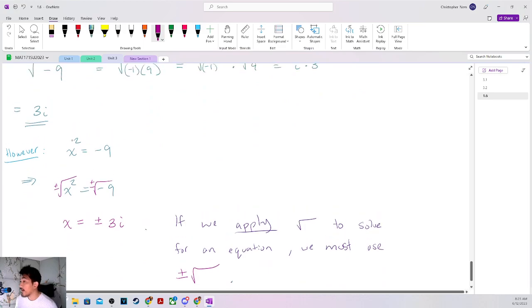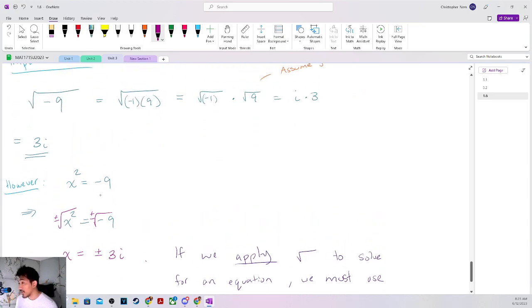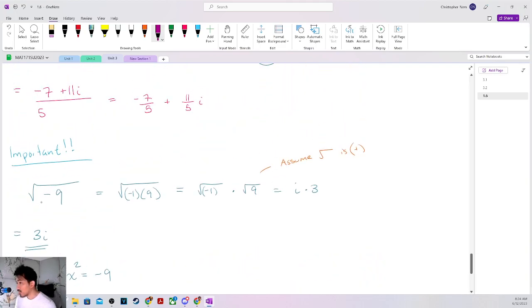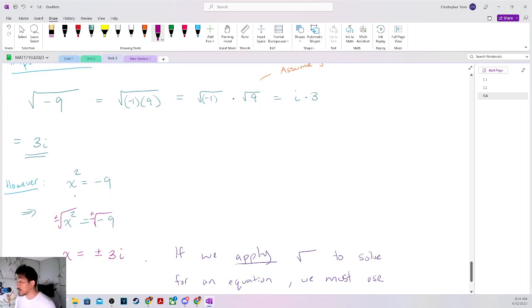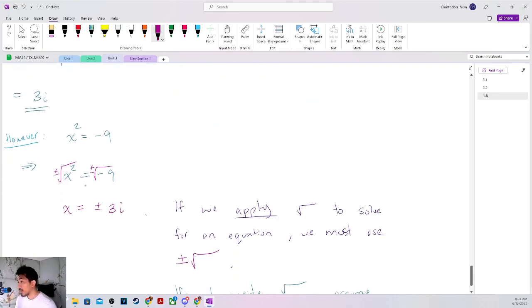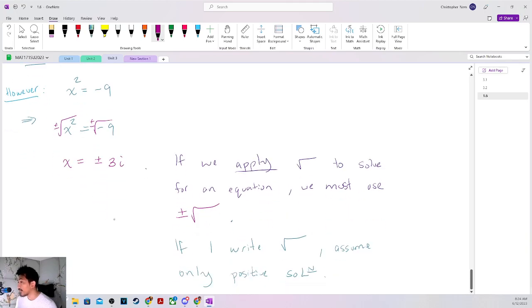However, if I have x squared equals negative 9 and I want to solve for x, I have to apply the plus or minus square root. Here, I didn't apply the square root; it's already given to me that it is positive. But over here, I applied it to solve for my equation. And that's why I have two solutions, plus or minus 3i. So be wary of that.